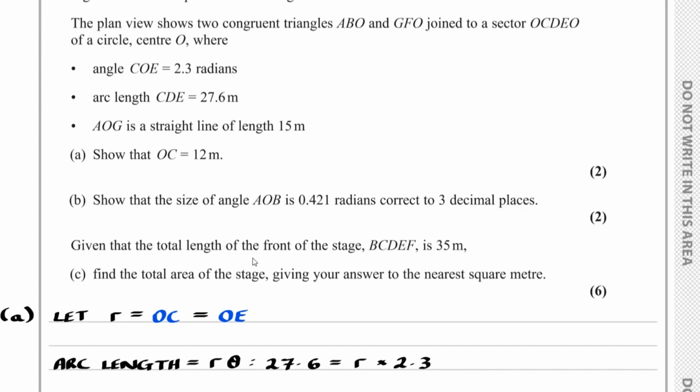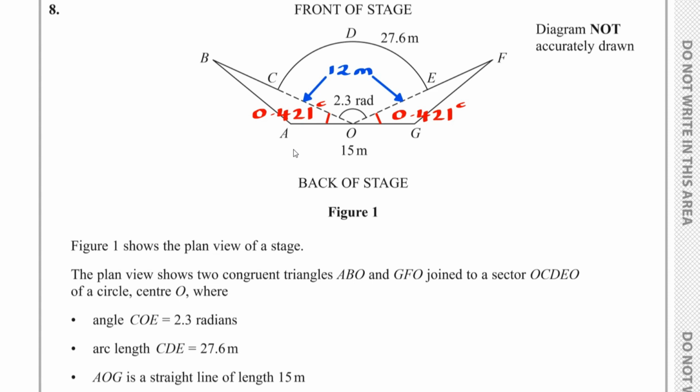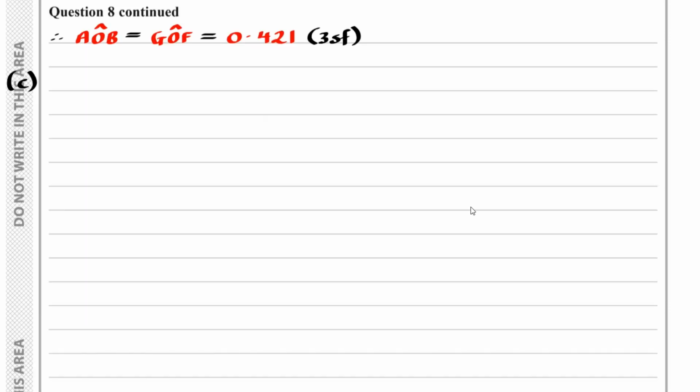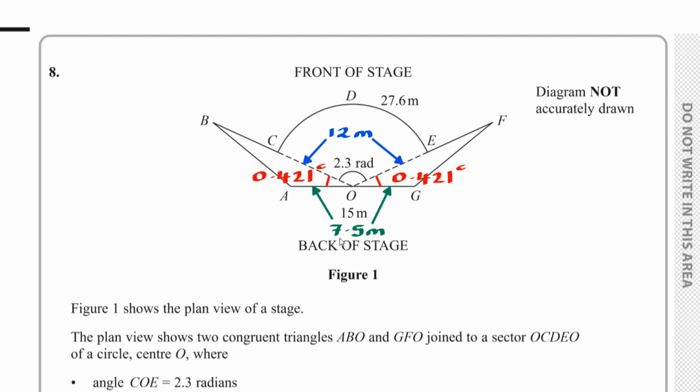Given that the total length of the front of the stage BCDEF is 35 meters, we have to find the total area of the stage, giving an answer to the nearest square meter. First of all, you can see that AO is equal to OG, which is half of the 15. So AO equals OG, which is 15 over 2, which is equal to 7.5. So we have AO, which is equal to OG, which is equal to 7.5 meters.